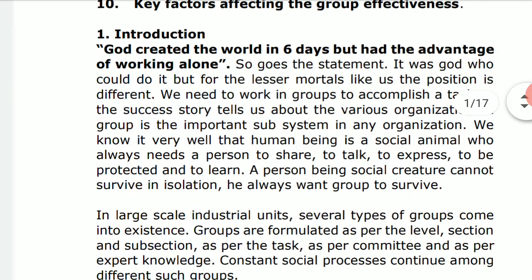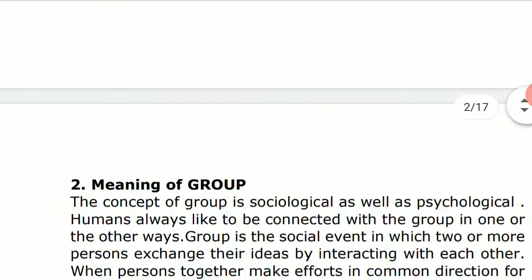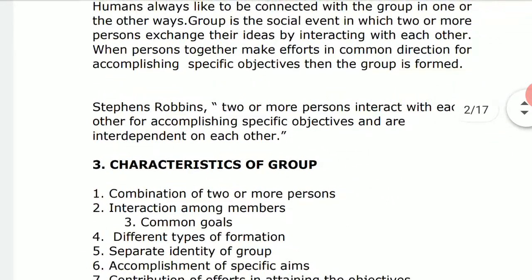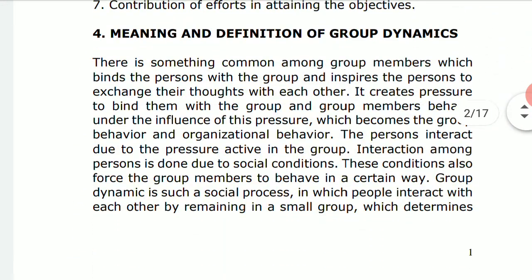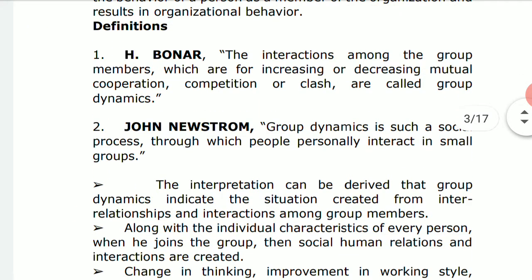So when one or two people come together, we generally call it a group, right? Then in that case, what is group dynamics? If we wish to study that, let us try to understand like this, that when there is a group, right, means more than two people are together, right, there is obvious interaction between them, and those interactions may be for increasing or decreasing the mutual cooperation, competitions or clash, is called group dynamics, right?